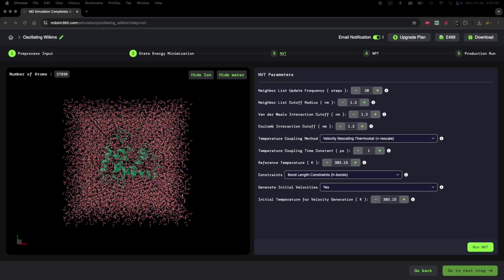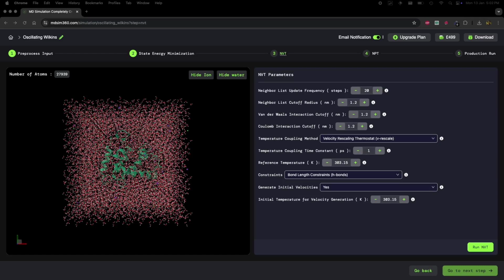We also need to address constraints. One key constraint is the hydrogen bond length constraint. During the energy minimization step, some bond lengths may have been stretched unnaturally. Here in the NVT step, we add a constraint to ensure that none of the bond lengths get distorted or stretched beyond their normal limits, particularly hydrogen bonds.